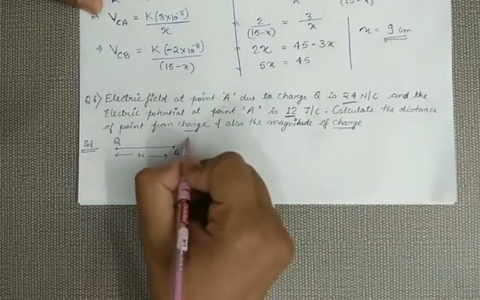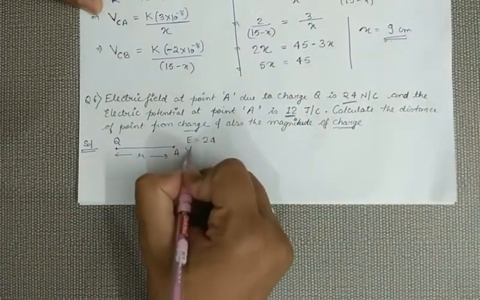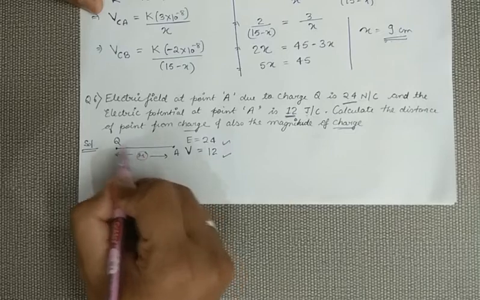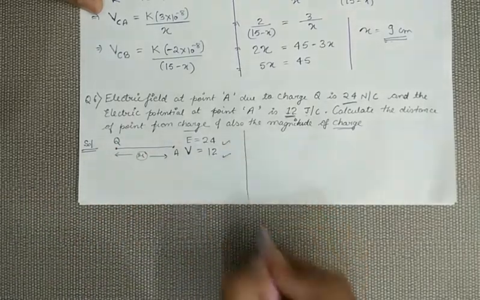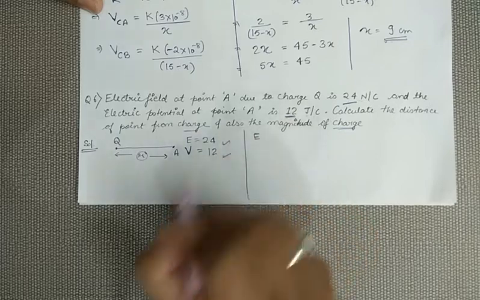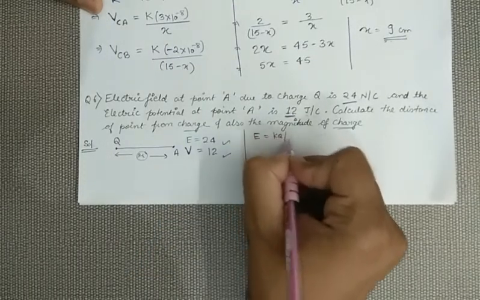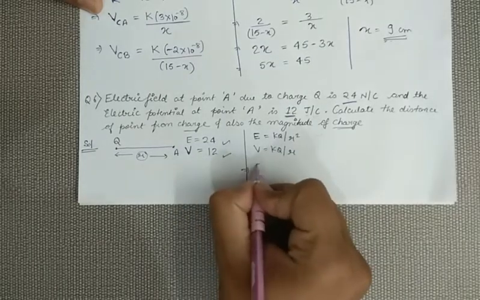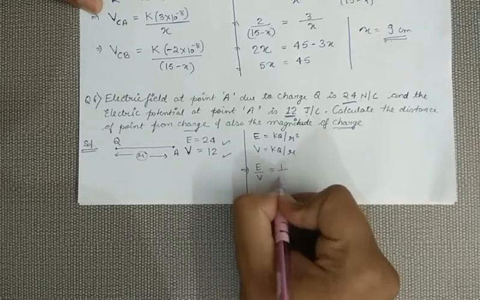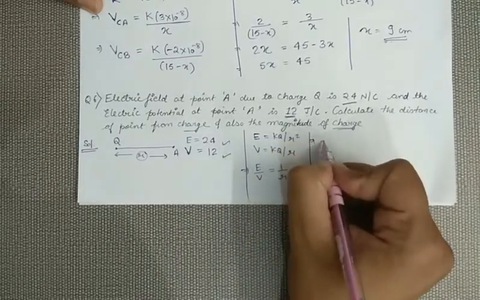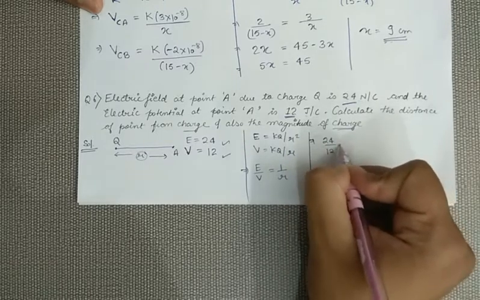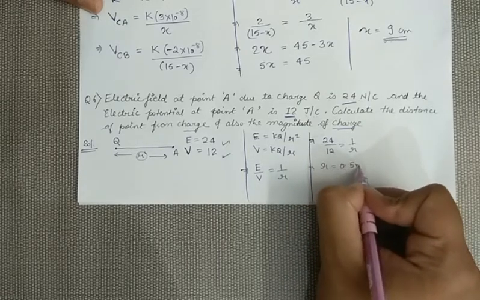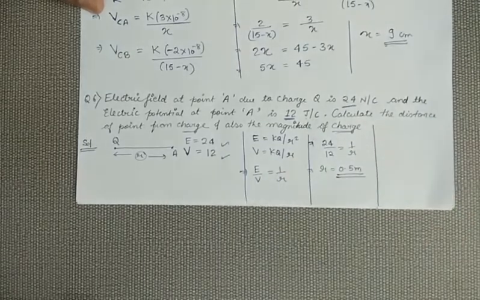Now at this point the value of electric field is 24 and the value of potential is 12. Both these two quantities are given. I have to find the value of R and the value of this charge. Now remember, we know that electric field is given as KQ by R square and potential is given as KQ by R. So on simplifying this, E upon V equals 1 by R. So the value of electric field, 24 upon 12, is equal to 1 by R. So your R equals 0.5 meter. So this is the distance of charge.